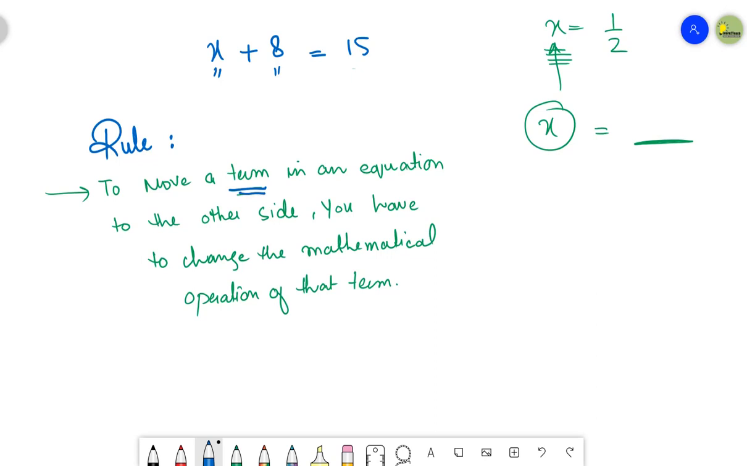If you want to move a term to the other side of the equation, let's suppose you want to move this 8 to the other side, you have to change the mathematical operation of that term. Right now there is a plus sign with 8. So when you are going to shift it to the other side, you have to change its sign. This plus is going to be changed to minus.